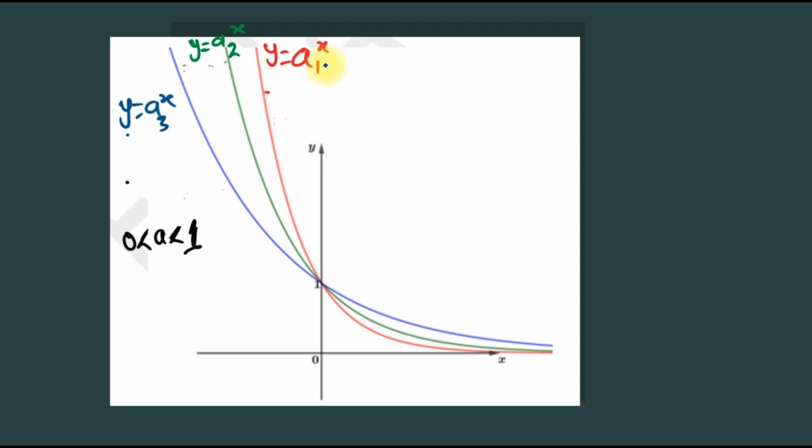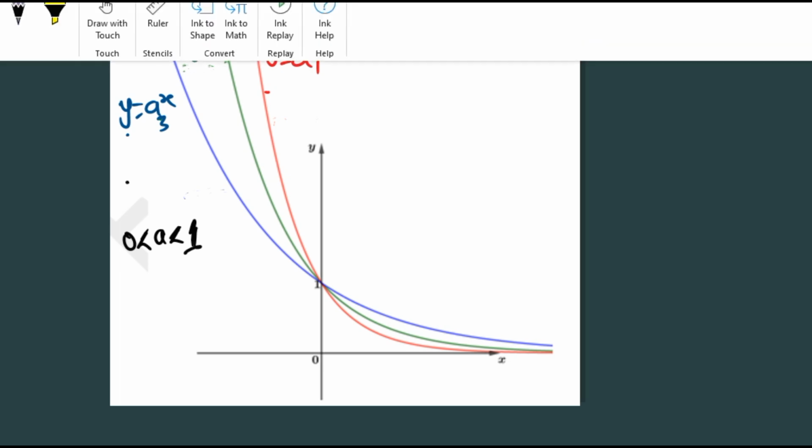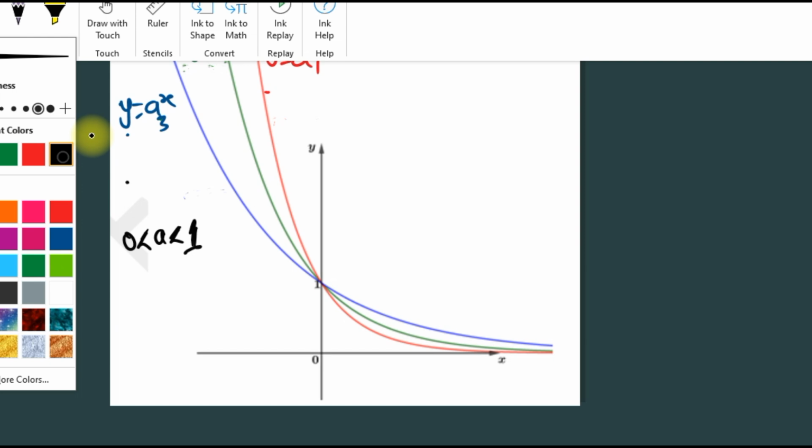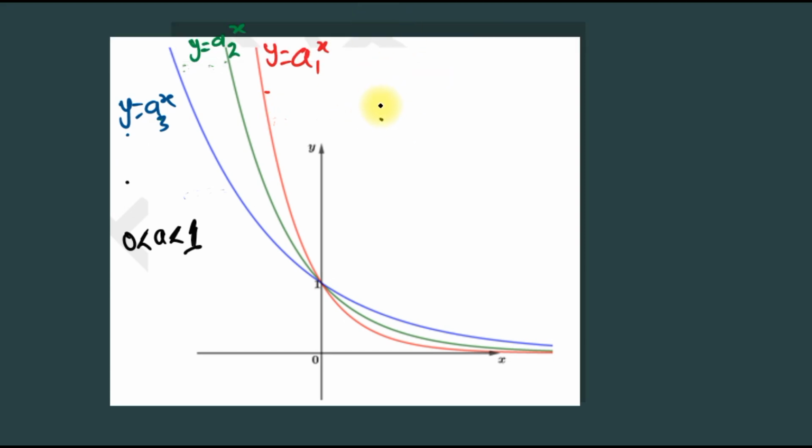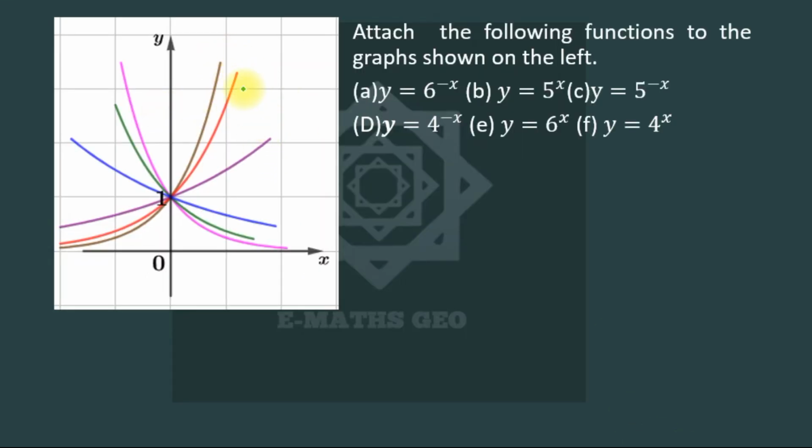But here, the one closer to the y-axis has the smallest base. Now a1 is less than a2, which is less than a3. Okay, we have 6 graphs. These three are when the base is greater than 1, while these are when the base is less than 1 but greater than 0, that is, between 0 and 1.